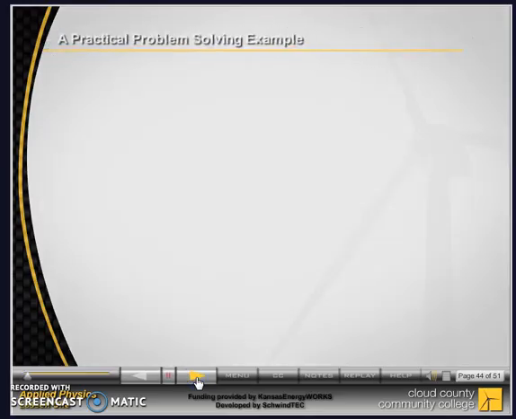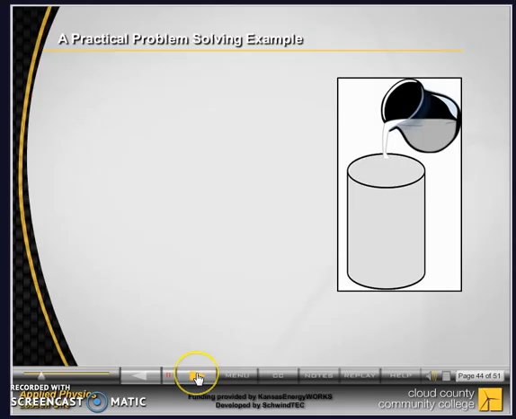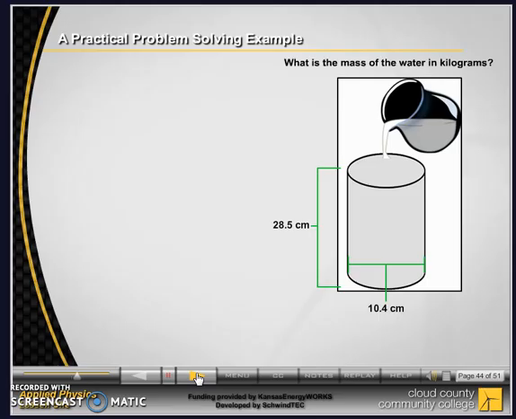Let's try a practical problem-solving example. A cylindrical container with a height of 28.5 centimeters and an inside diameter of 10.4 centimeters is filled completely with water. What is the mass of the water in kilograms? Plan out the steps for a solution and solve this problem on your own. Then check the next page when you are finished to see if your solution to the problem is correct.